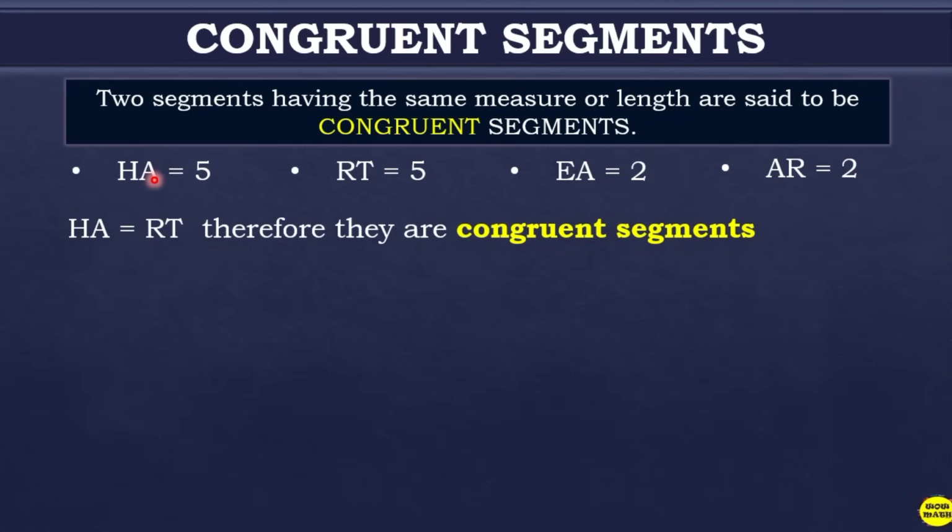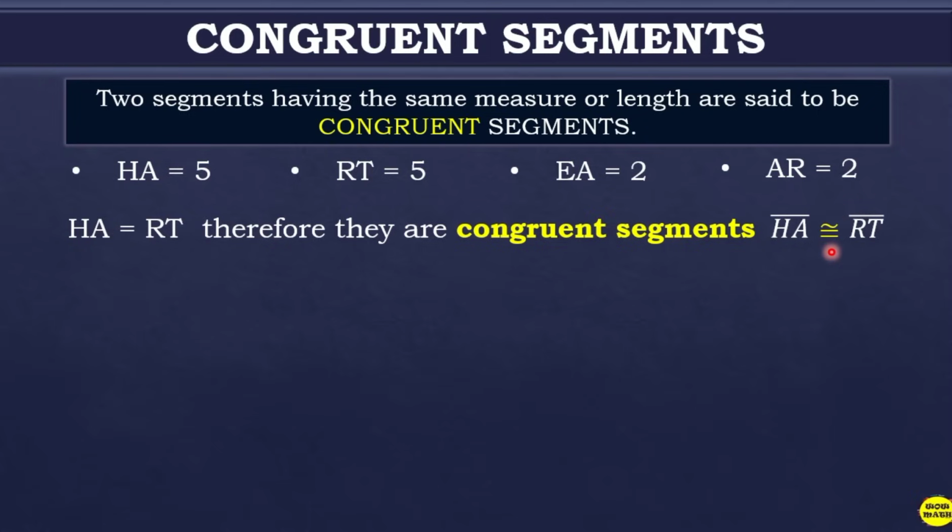So, si HA and RT, since they are equal, we can say that line segment HA is congruent to line segment RT. Okay? Okay, so as you can see, nagpalit tayo ng symbol. So kapag congruent na po ang term natin, hindi na po ito ang symbol na gagamitin natin. We will be using this. So para siyang equal na merong alon sa taas. Okay?